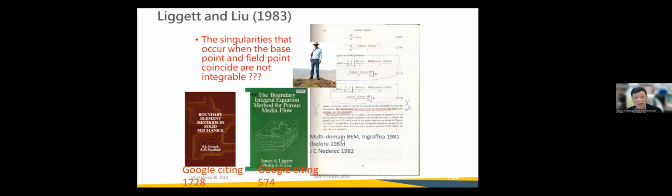So now I will tell the students in the audience, although we have a lot of books to read, during my study of this problem, I found Liggett and Liu have a textbook on the boundary integral equation method for porous medium. In their book, they said the singularity may occur when the base point and the field point coincide, but it is not integrable in the 1980s. But it is integrable in the Hadamard sense. So Hadamard principal value is similar to the Hadamard finite part.